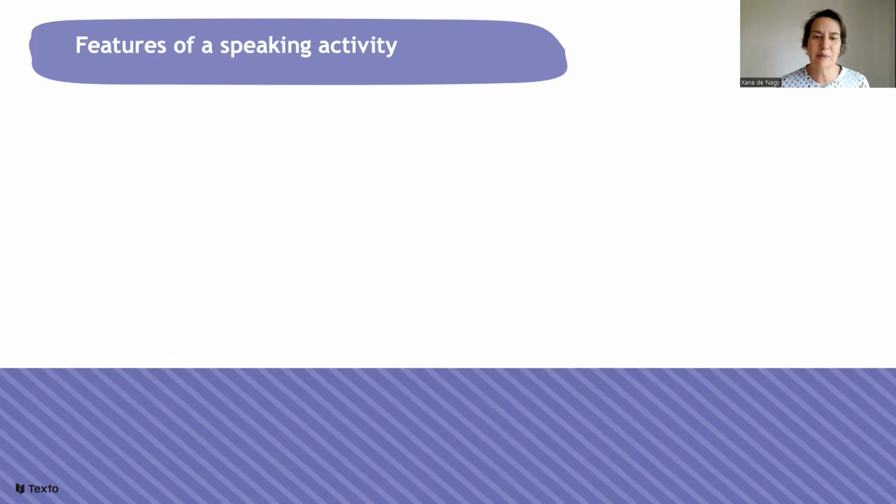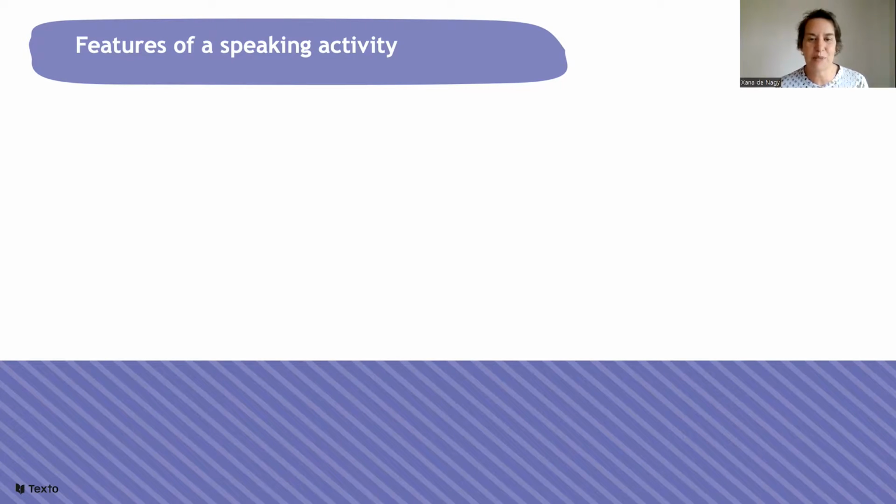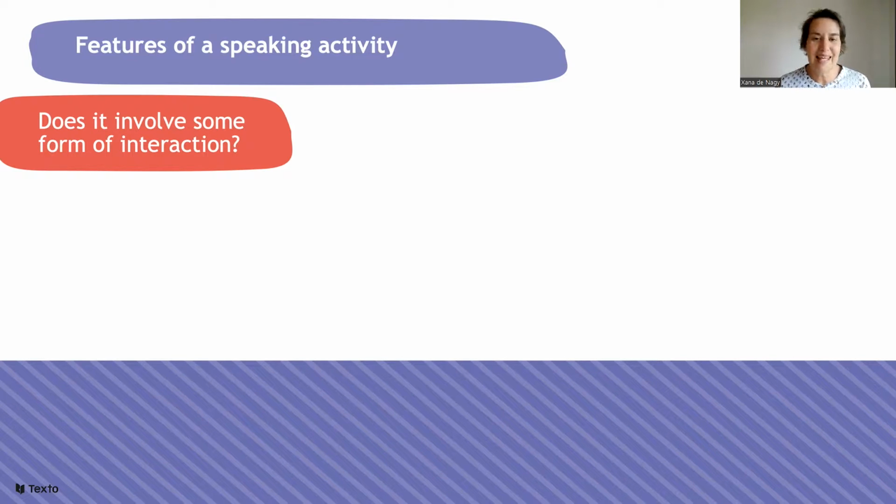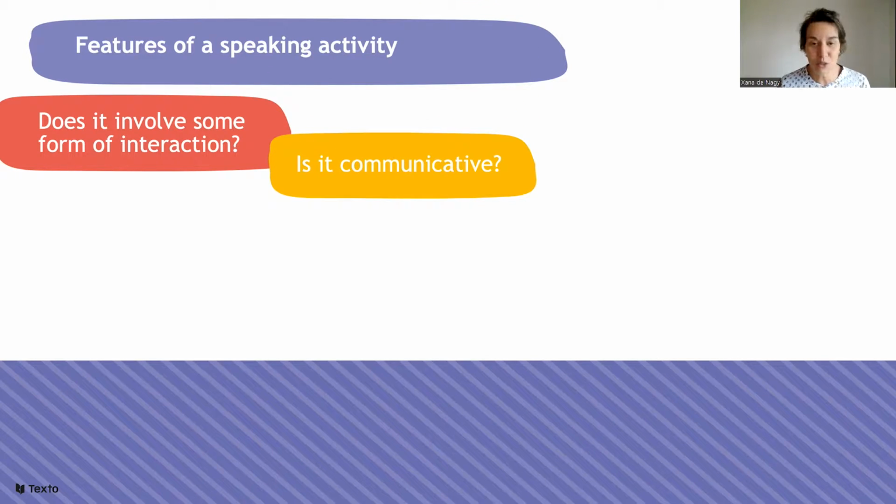So let's think a little bit about what makes a speaking activity a speaking activity. For me, these are some questions that you might want to ask yourself. Does it involve some form of interaction? Speaking by its nature is that you usually speak to someone, so it involves some sort of interaction. Is it communicative?